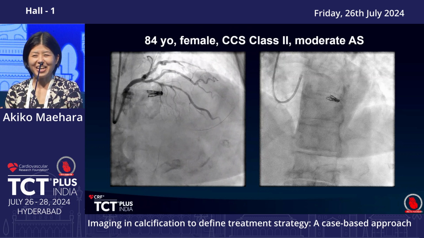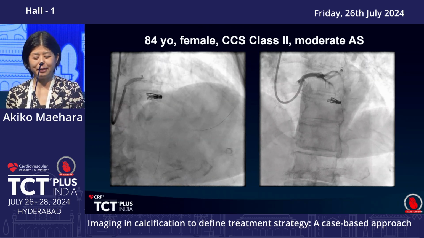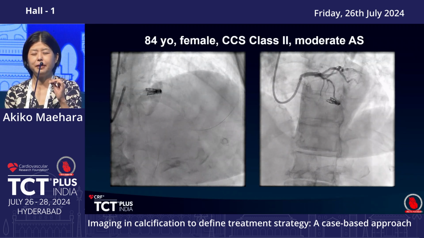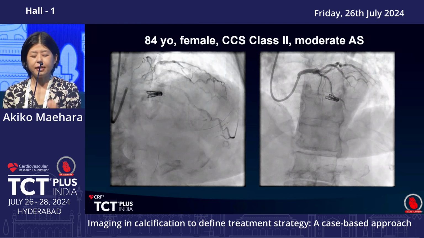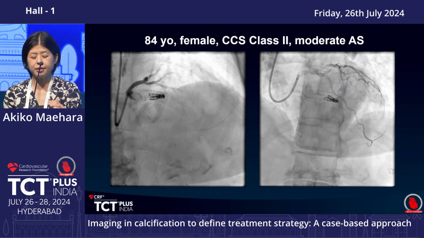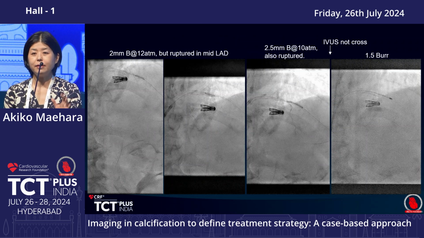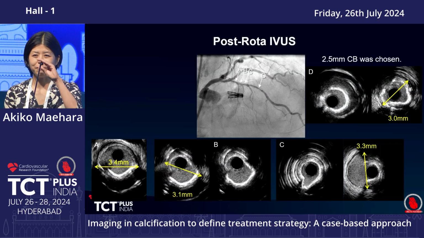Okay, so those are the evidence, but when we're talking about the actual case, we have to be more detailed. So let's go through one case together, how to decide what type of device and how to decide to end the procedure. This is an 84-year-old female, and you see the chunk of calcium in the LAD. We did the balloon rupture, 2.5 rupture, IVUS doesn't close, and then finally we did the rotor. And this is the IVUS after the rotor.